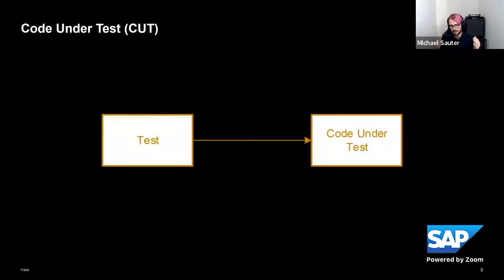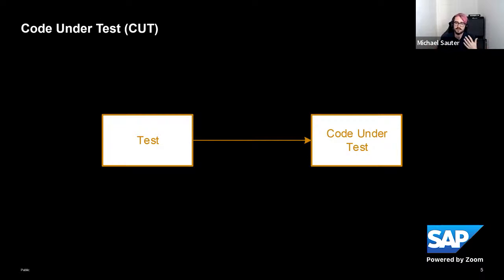Now, just to be sure we're all talking about the same stuff and have the same understanding of the same terms. I already used some of those terms, but I'll go through them, just to be on the same page here. So first of all, we have the concept of code under test or CUT. So we have tests, and these tests make sure the code under test works as intended.